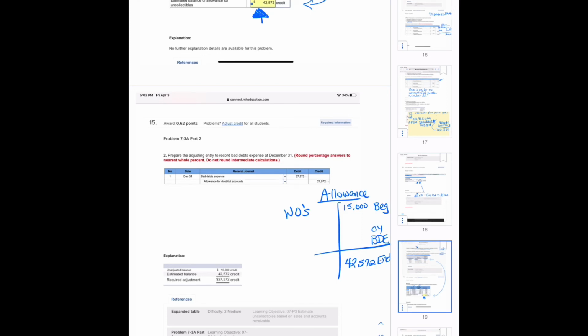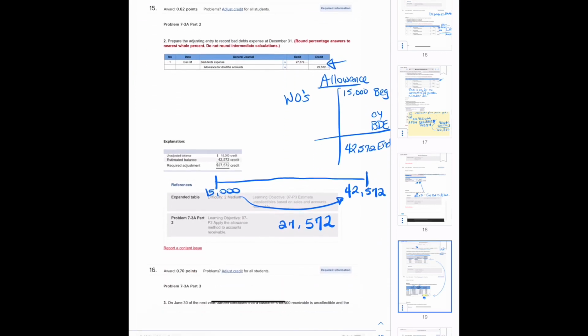So now, if I looked at this on my number line like we've been doing, I would start over here at $15,000, which is already on the right side of the line, so I don't need to cross sides. So now I need to get to $42,572, and this difference right here is exactly $27,572, and that will be the numbers that drop into my journal entry. And once again, it's just a debit to bad debt expense and a credit to allowance for doubtful accounts. So hopefully not too bad there.